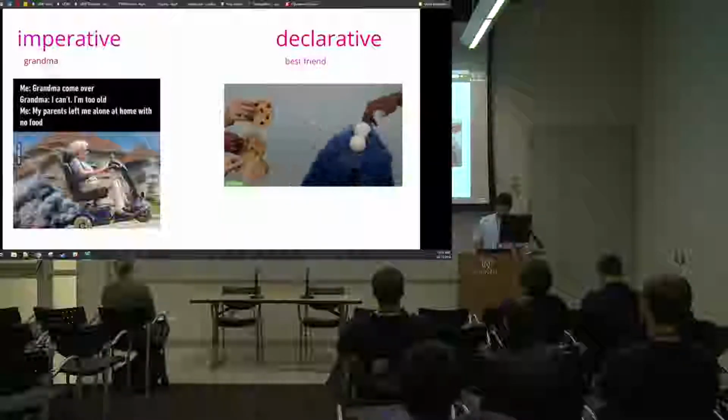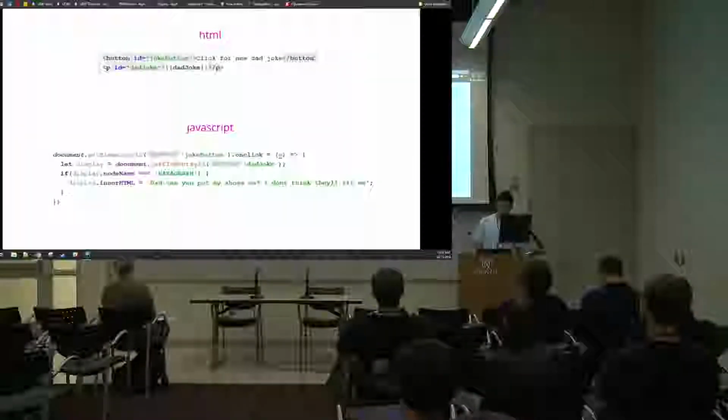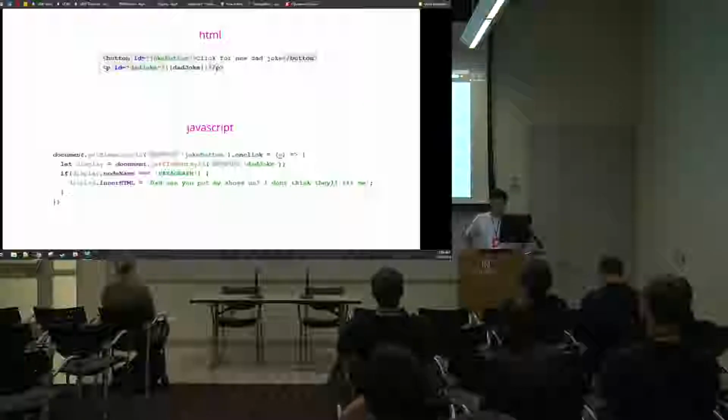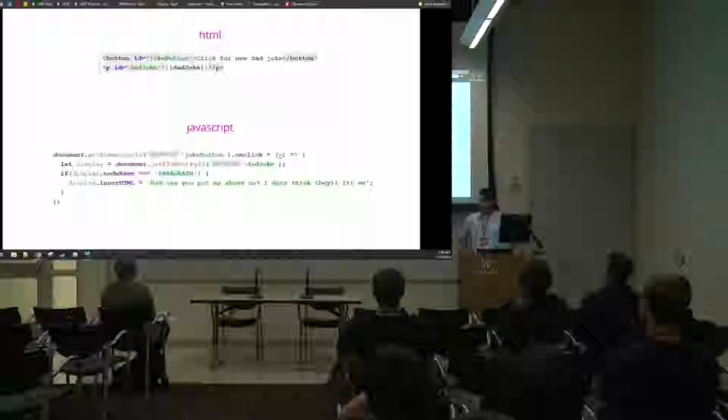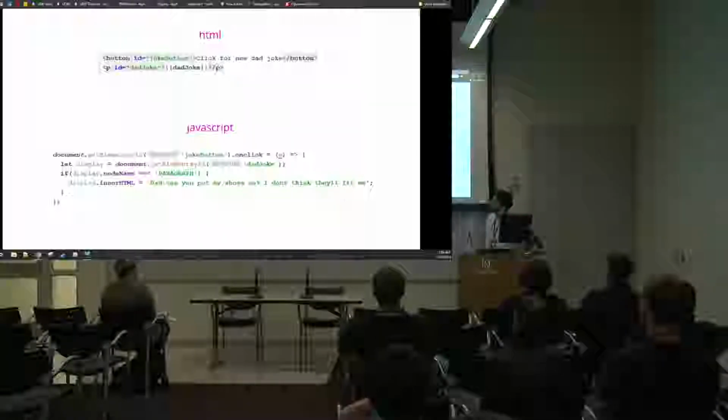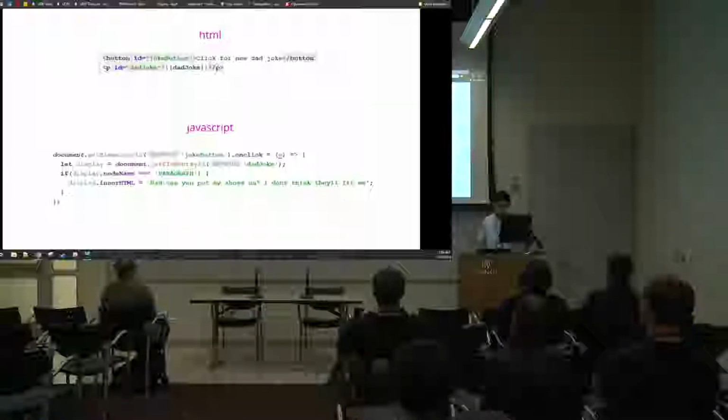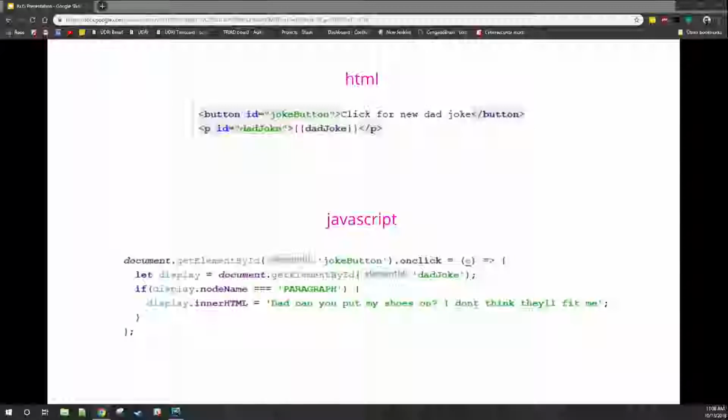So here's kind of a code example. Up at the top, we've got HTML. It's got a button and a paragraph. Disregard the middle part. But below you see the JavaScript. JavaScript's the important part. We're grabbing the element, on click, we're going to grab the display, check and make sure it's a paragraph element, and then change the inner HTML to get the new dad joke.